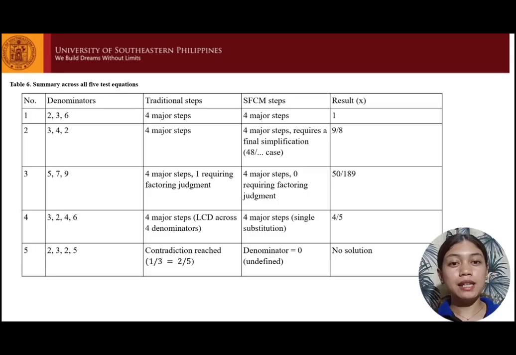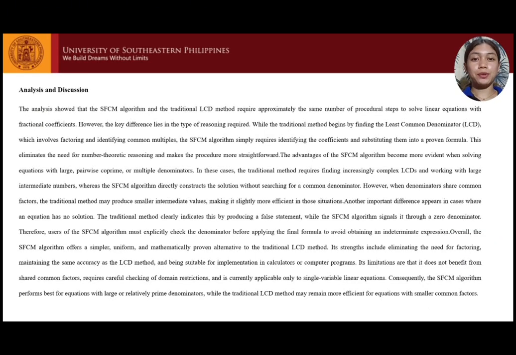The traditional method hits a flat-out contradiction: 1/3 equals 2/5, which is obviously false. SFCM instead produces a zero denominator, which signals the same thing, but only if the solver remembers to check for it. So what do these results actually tell us?